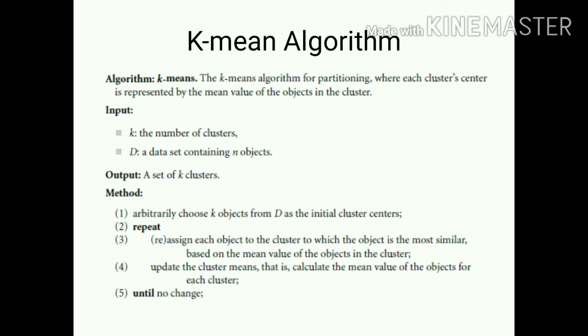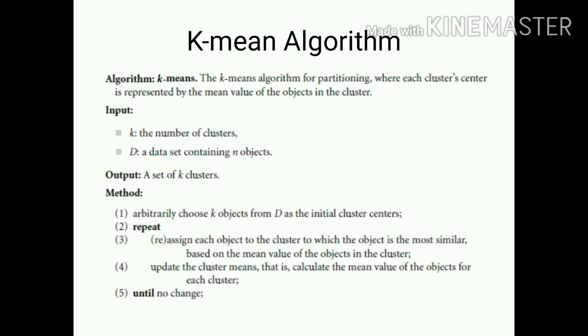The method is to arbitrarily choose k objects from the database as the initial cluster centers. We choose some objects as the initial center points of the k clusters. After that, we assign each object to the cluster to which the object is most similar, based on the mean value of the objects in the cluster. Depending upon the mean value as well as the newest object, the similarity is computed using the distance measures.